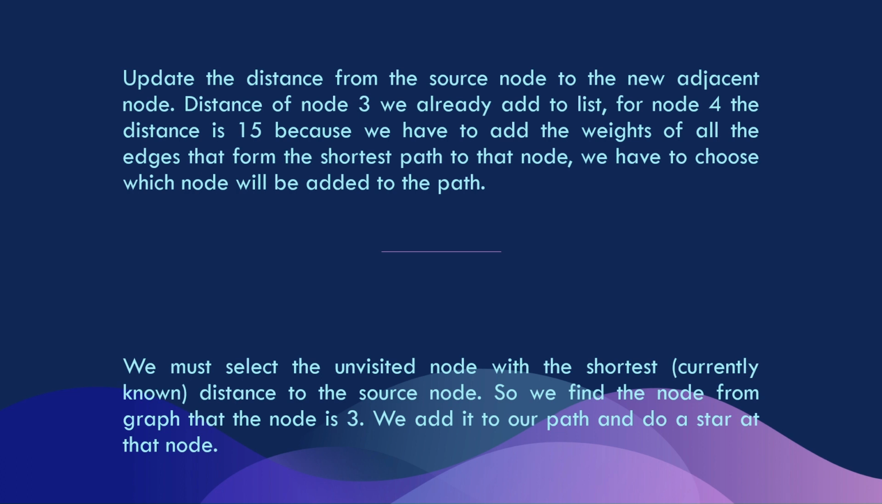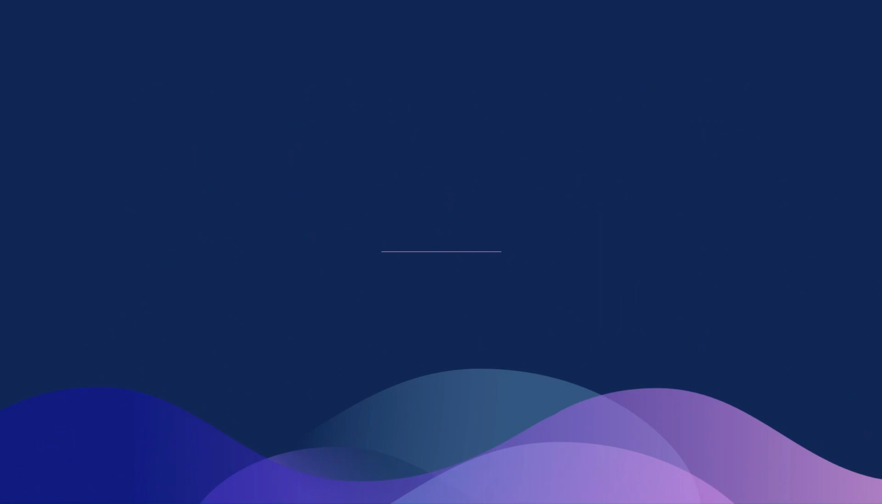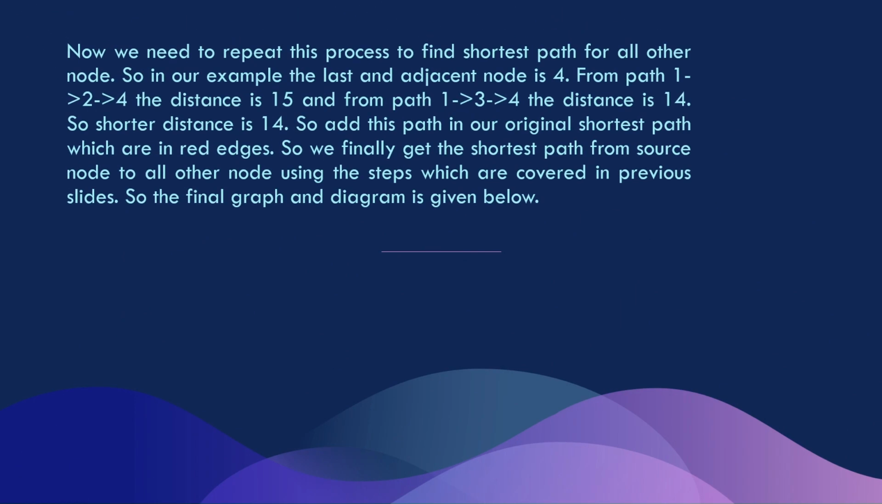We have to choose which node will be added to the path. We must select the unvisited node with the shortest distance to the source node. So we find from the graph that the node is 3. We add it to our path and put a star at that node. Now we need to repeat this process to find the shortest path for all other nodes.